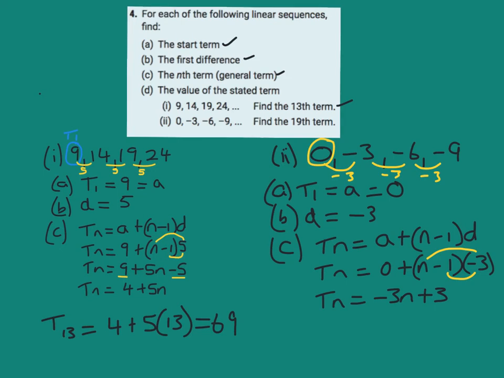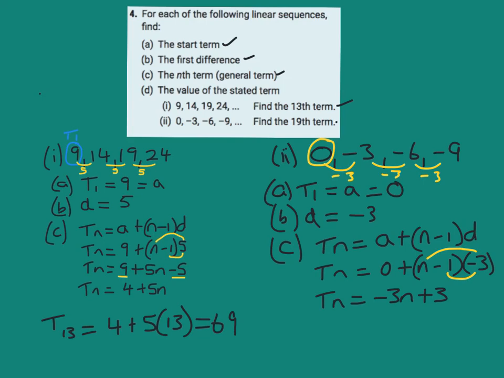Now, for those of you who were in class the other day, you'll remember that I checked this. So for example, if I put in 1, T1, when I put 1 into this, I should get 0. So if I put in 1, I get minus 3 by 1 is minus 3, plus 3, which should give me 0. So I know I'm correct. So you can do that little check as well.